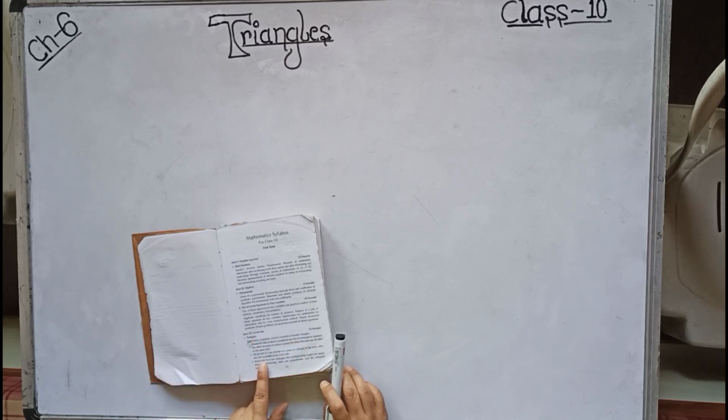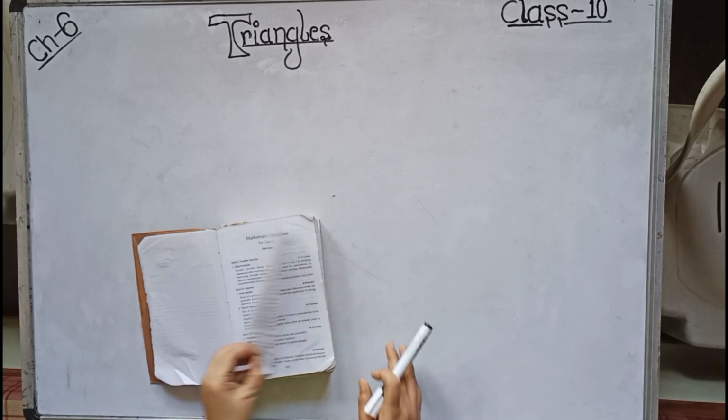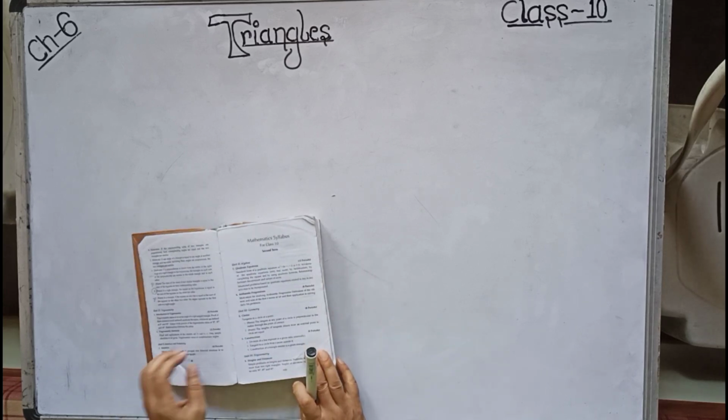Number 3 is again motivate, and this is triple A similarity. So the triple A similarity concept will be coming, proving is not over here. So we have to understand triple A similarity and its uses will be there. Proving of triple A similarity will not come.